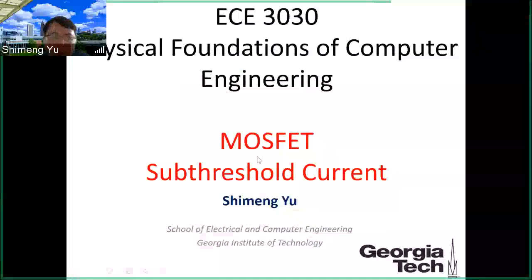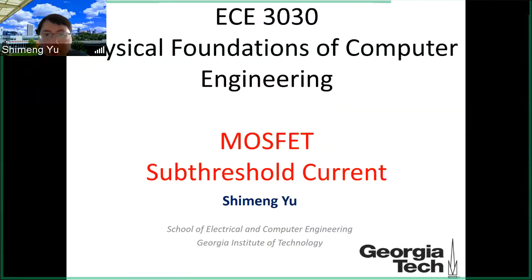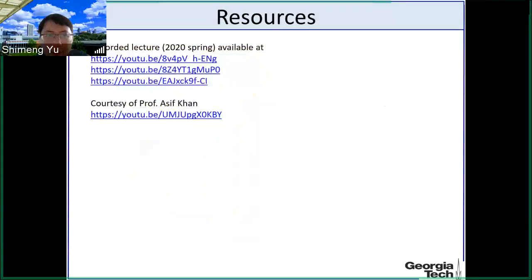So lecture 10 is about the subthreshold current. So what is subthreshold? Subthreshold is the cutoff region where the gate voltage Vg is smaller than the threshold voltage Vt. And we talked about before that the current is almost zero, but today we are going to look at the exact solution for the current in the cutoff region. So this is a reference chapter and the recorded video from last spring, and also Professor Asif Khan.